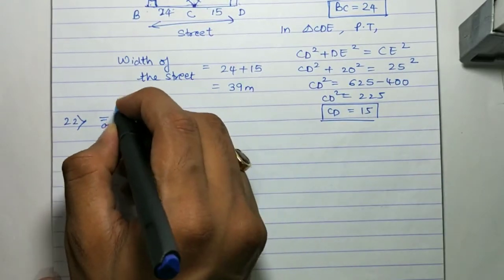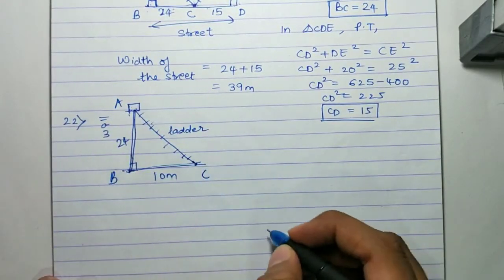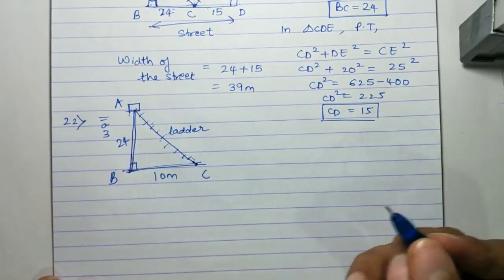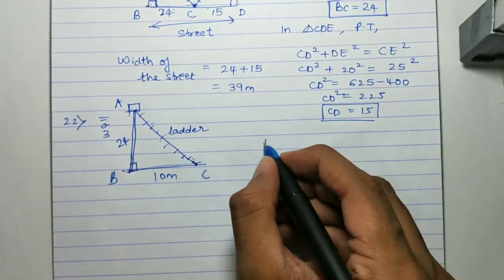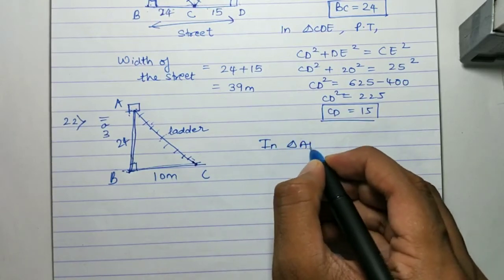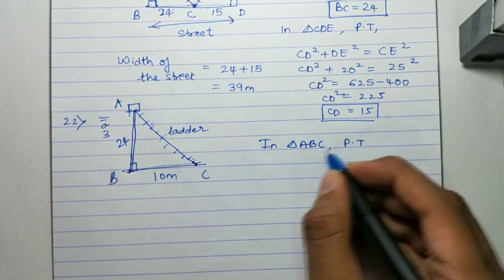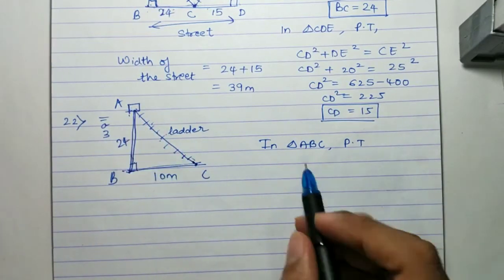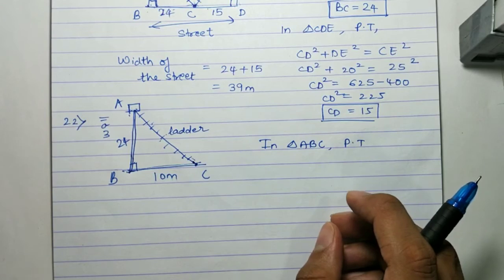So very simple, let's name these points A, B and C. AC is the ladder and it is also the hypotenuse. Side opposite to 90 is the hypotenuse. So in triangle ABC, very simple sum using Pythagoras theorem, you can easily find the value of AC. Okay, write the steps, find the values.